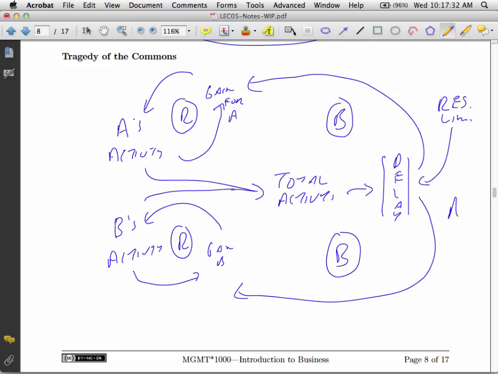So what happens is A will start to see a collapse, B will start to see a collapse. Why? The total activity is impacting the total system, not just A's part of the pond and B's part of the pond. So we have a collapse of the stock over time, and this is a tragedy of the commons. And again, I encourage you to reread Appendix 2 in Peter Senge's book for full information on all of these system archetypes.